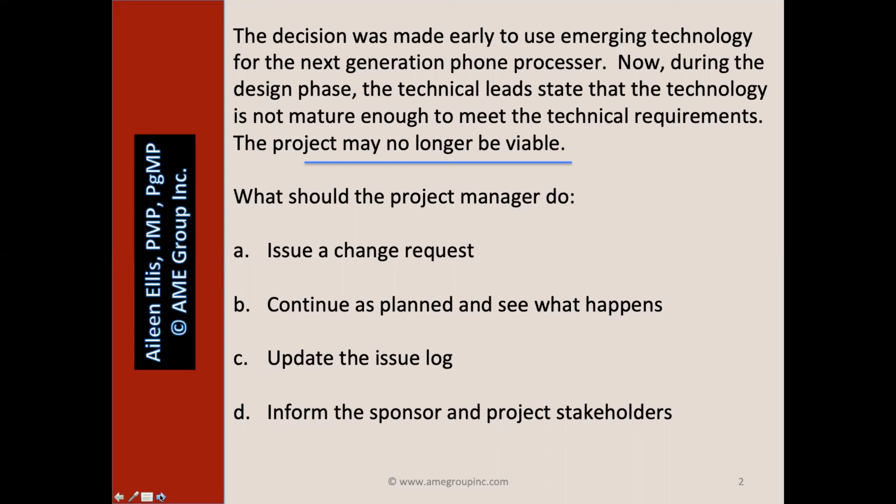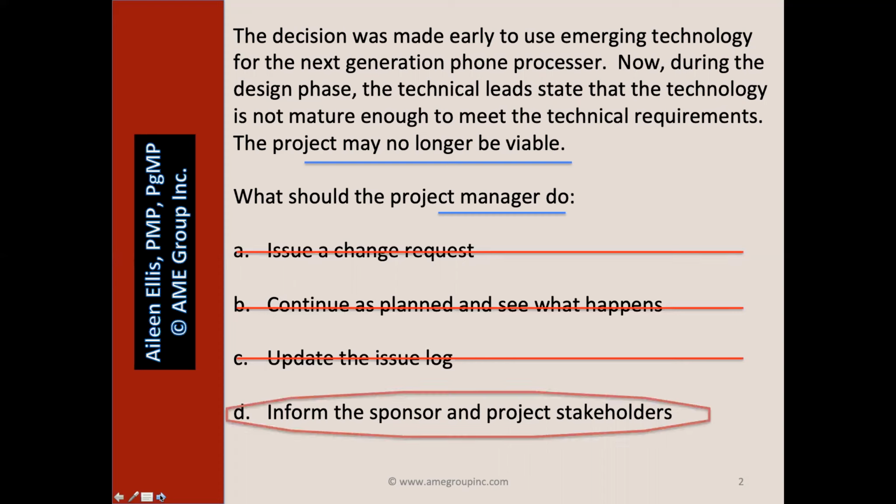A, issue a change request. Well, first, we don't know what we're going to change. We don't know if we're going to continue or not with the project. I don't like B, continue as planned and see what happens. We're the project manager. We're in charge of what happens. So I don't like B. C, update the issue log. Maybe eventually I do want to update the issue log, but if the project may no longer be viable, I have to let my stakeholders know. So D, inform the sponsor and project stakeholders.